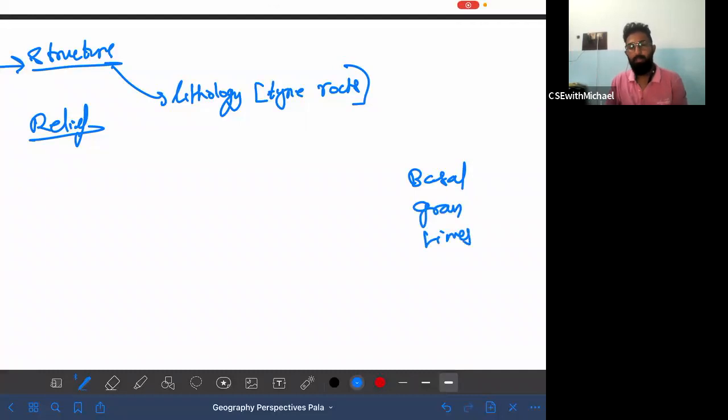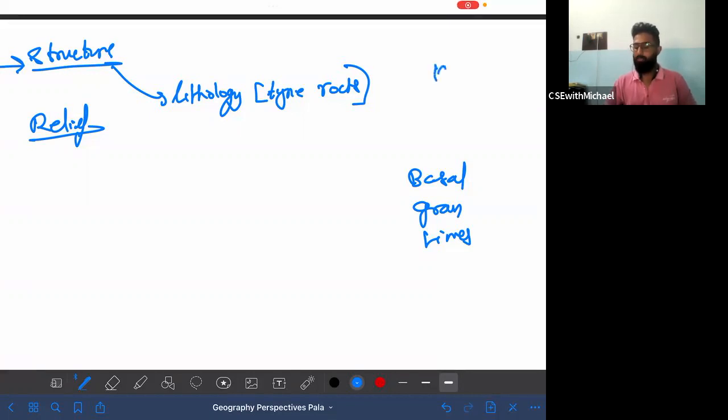Okay, so when we study Davis's theory, we say that structure, process and time, three factors are there which determine the evolution of a landform, the evolutionary cycle. So one is that structure. Now structure is a very important one. What is structure? Primarily it talks about the nature of the rocks that is there. Structure is an idea that talks about the type of rocks and the different features of those rocks. And the most important one is lithology, what kind of rocks that is.